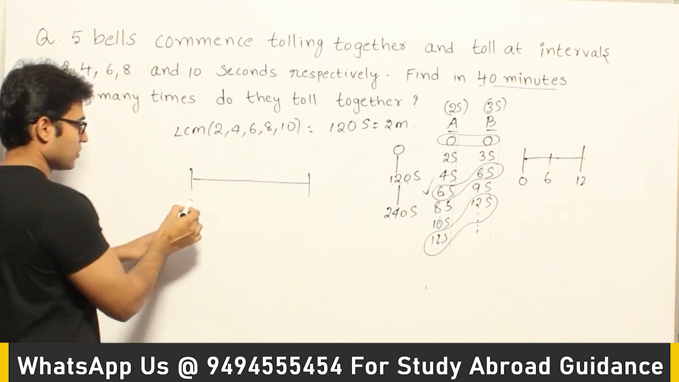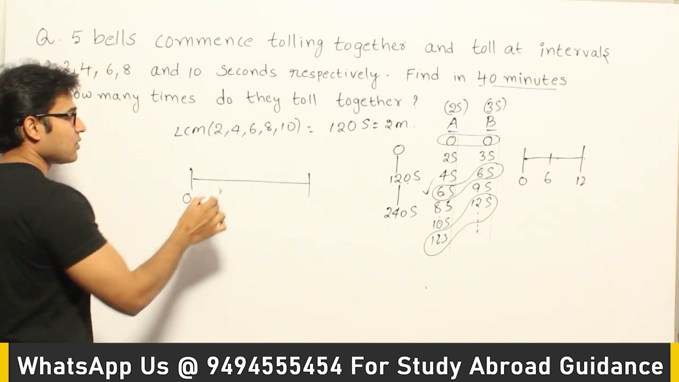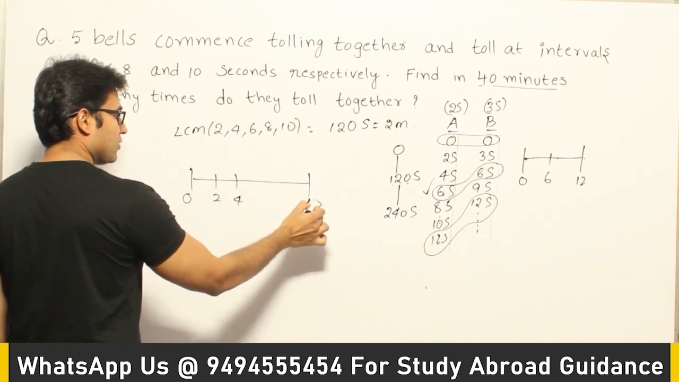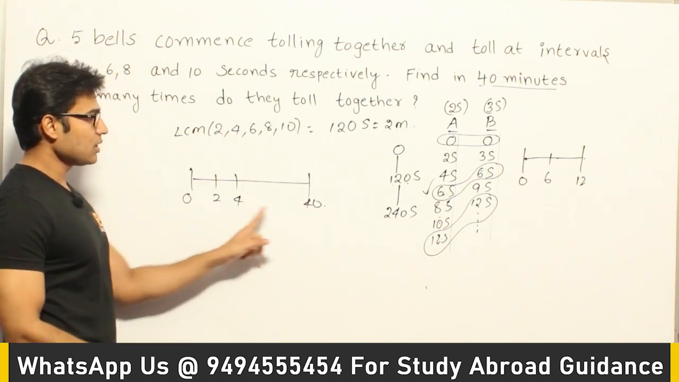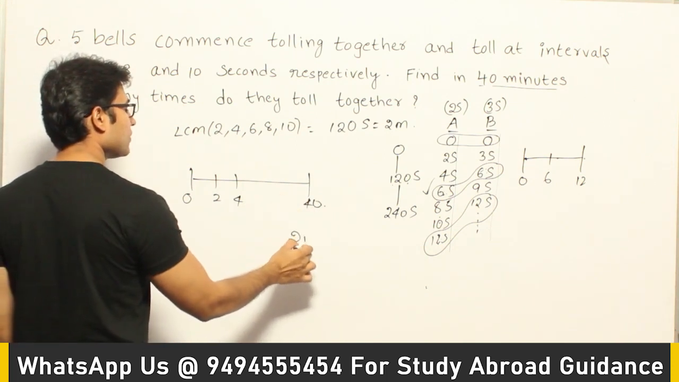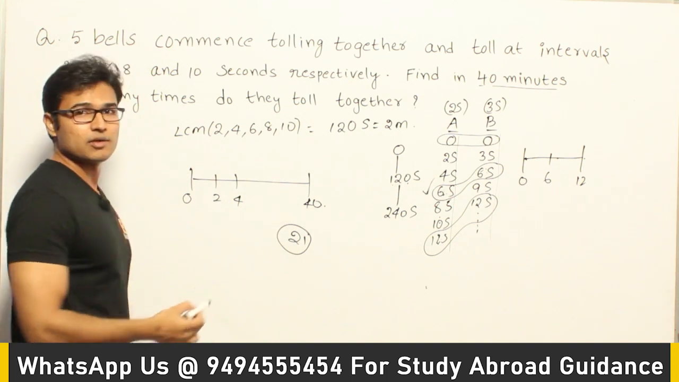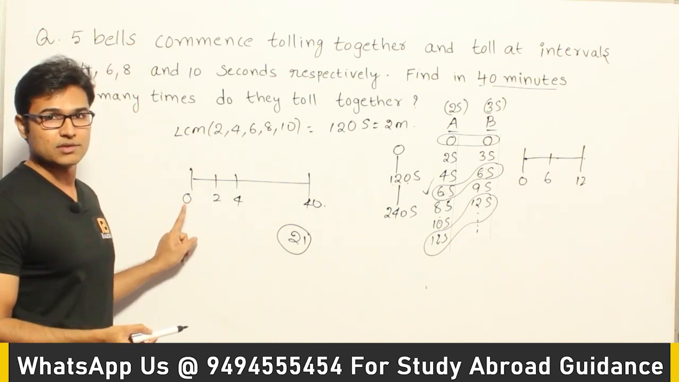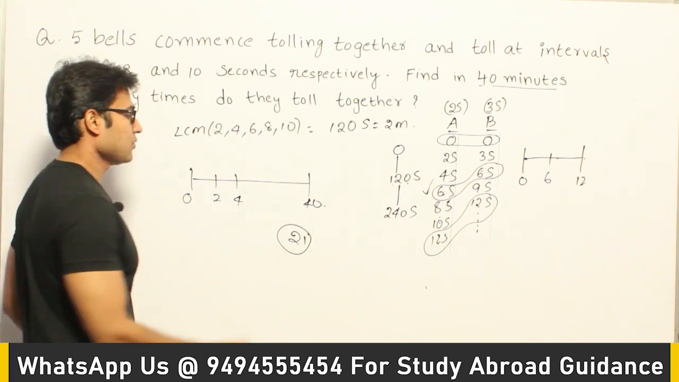If you count from 0, which means starting point, at 0 they are going to ring, at 2 they are going to ring, at 4 they are going to ring, likewise even at 40 they are going to ring. So if you count all these numbers, they are going to be 21. You might think that the answer is 20, but the answer is 21 because you are even counting the first ring at 0, right? So it is going to be 21.